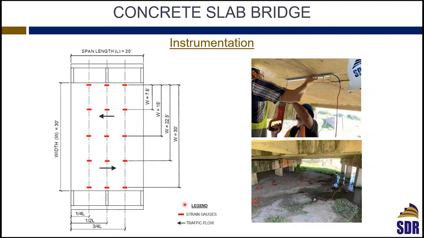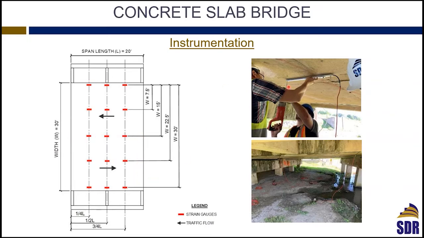Just to show you the instrumentation plan. For this specific bridge, we were instrumenting to measure the strains along the entire width of the slab at different locations. The span length in the longitudinal direction is 20 feet, and the width of the slab was 30 feet. So we had the gauges at 1/4 of the span, midspan, which is 10 feet, and then 3/4, which is 15 feet. We also had to measure the strain transversely, and we will show you why we are measuring the strain in the transverse direction and not only along the center line of the slab.